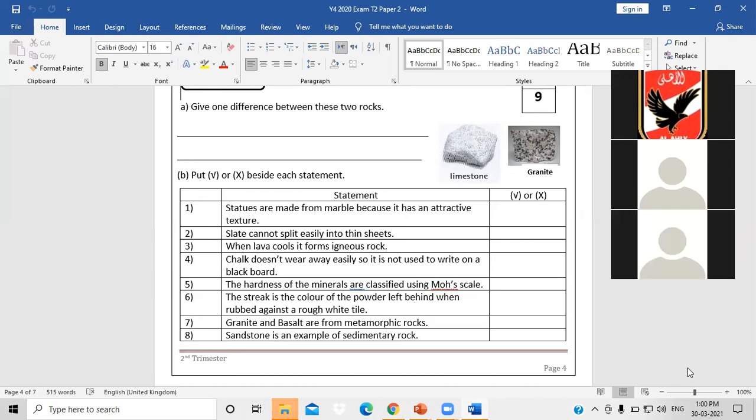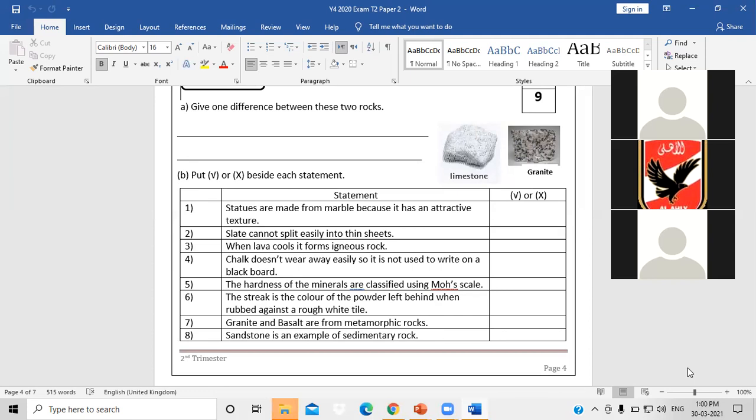Granite is an igneous rock, and limestone is sedimentary. Very good. Granite is an igneous rock and limestone is sedimentary. If you wrote that granite is harder than limestone, it's also correct. If you wrote that granite is impermeable while limestone is permeable, it's also correct.